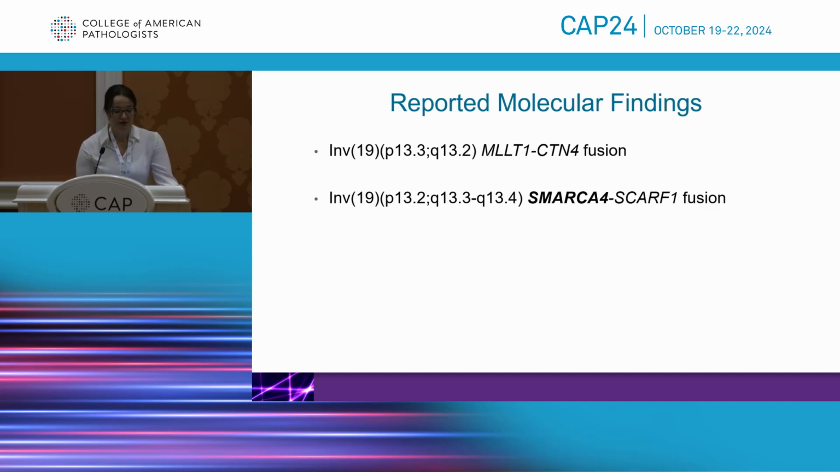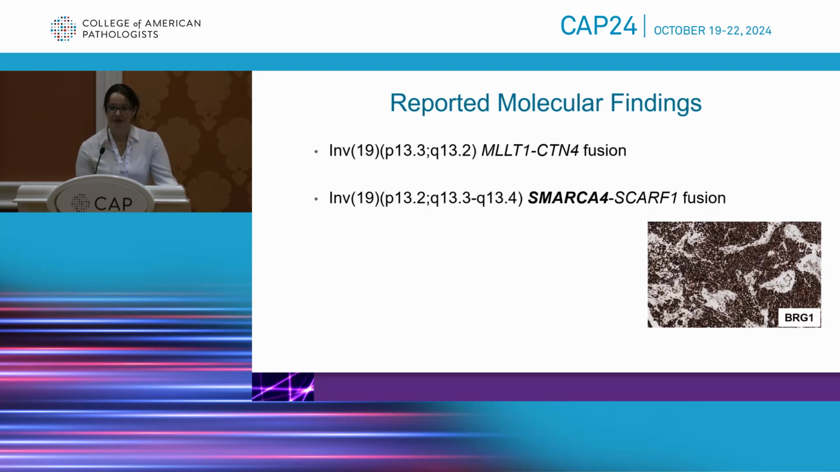But then what gave pause was the fact that the BRG1 expression was positive, and BRG1 is the protein that's encoded by SMARCA4, and you would expect the expression of BRG1 to be lost if you have a structural alteration of SMARCA4. And the other thing that called my attention was the fact that the alterations were almost juxtaposed to each other.